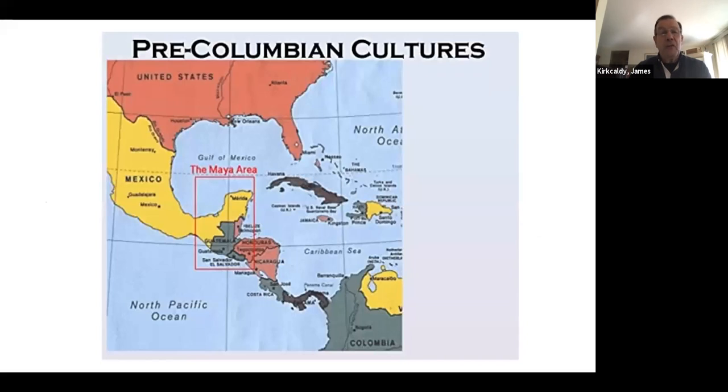Now, pre-Columbian culture, there's a map showing you basically where. I don't know how good your geography is, so hopefully this helps. But there's the Maya area, and where you see the yellow in Mexico, that would be the Aztecs. And down here, you can't really see it well, would be the Incas.